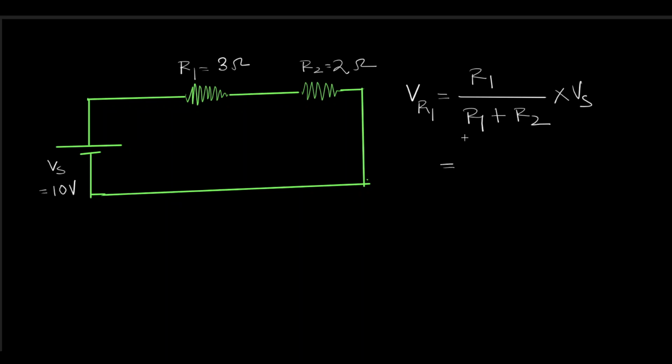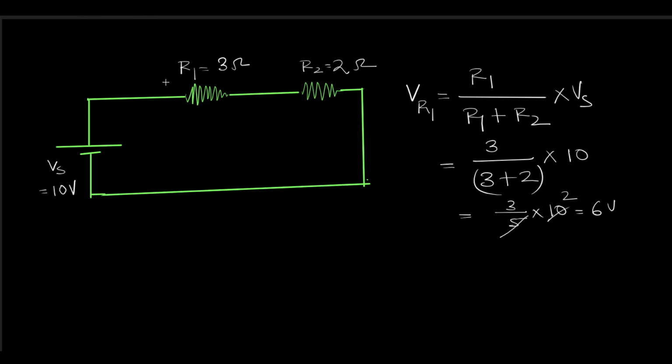So R1 is 3, and value of R2 is 2, into Vs. Vs is 10 volt. So it is 3 by 5 into 10. That means 6 volt. That means the voltage drop across R1 is 6 volt.